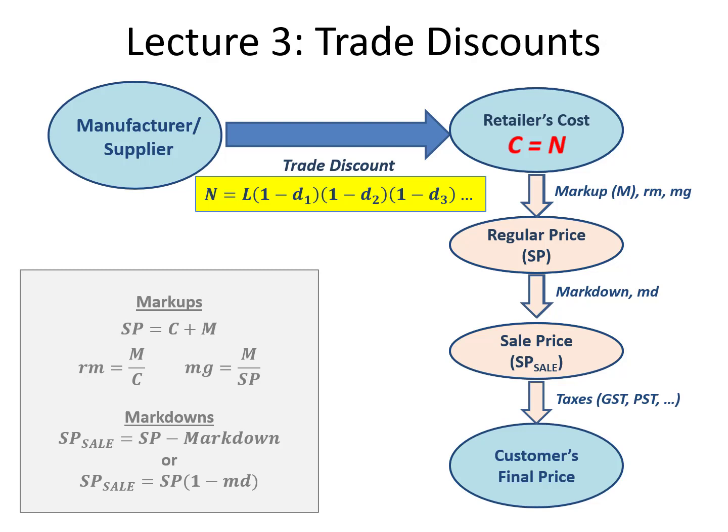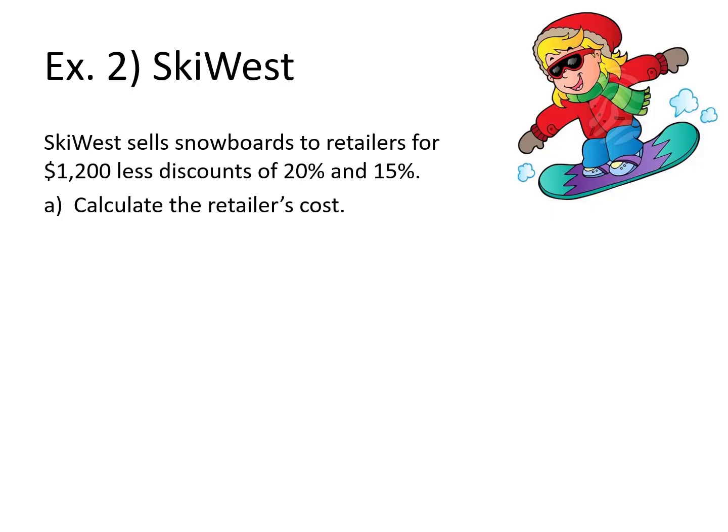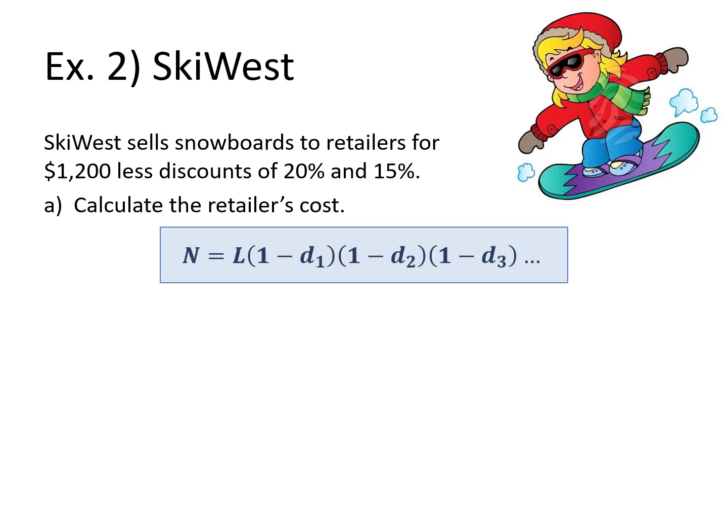So now that we have all that under our belt, we got some familiarity with trade discounts, let's try another example. Might be a little bit more complicated. Example 2, Ski West snowboards. So Ski West sells snowboards to retailers for $1,200 less discounts of 20% and 15%. We're going to calculate the retailer's cost. So remember, the retailer's cost when they get an item from a manufacturer is going to be our trade discount net price. Cost is the same as net price for the retailer.